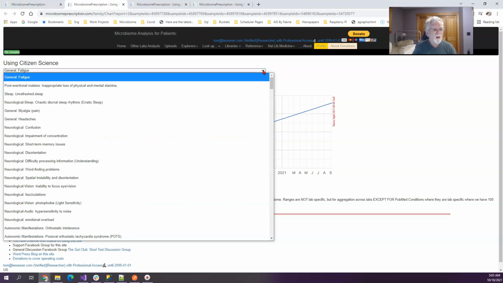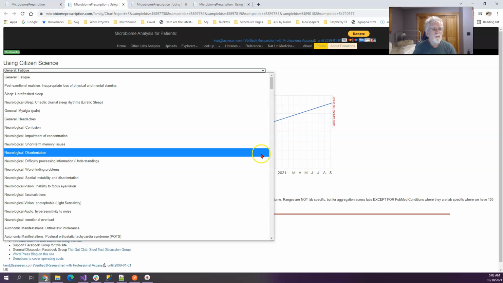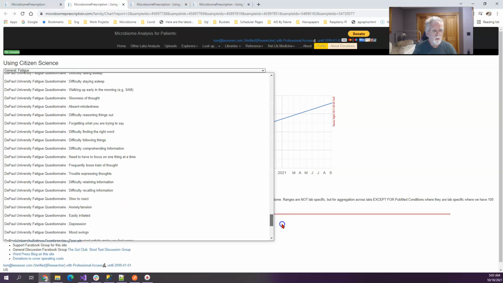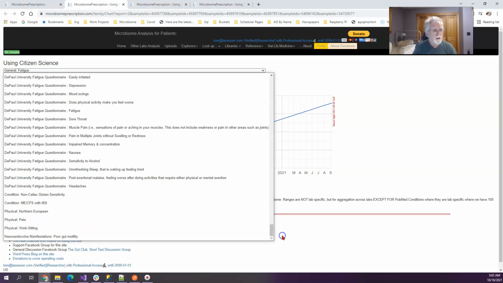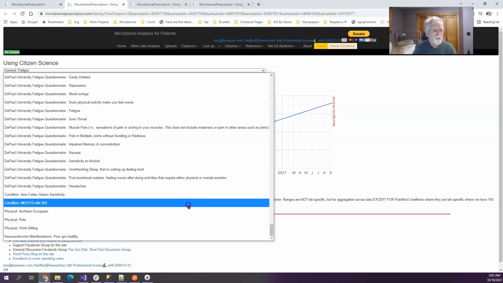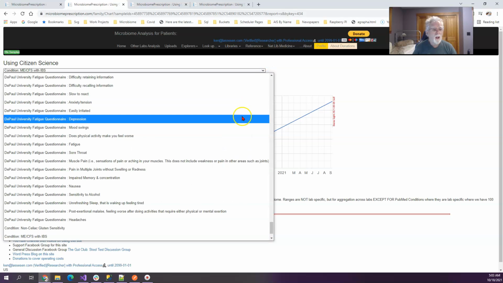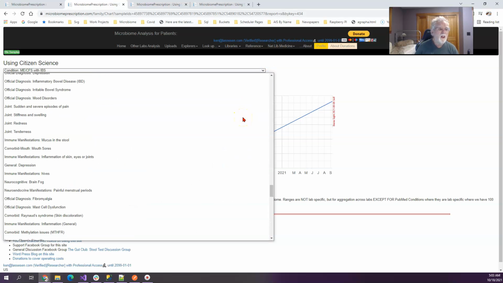So let's go down and take a look at some of the other things. Again, here we have a massive list of several hundred things. You have to sort your way through it. So let's try ME/CFS with IBS, and there it was down low, and then it's gone up, which again suggests that my immune system is being jacked around a bit by the old friendly vaccination, which will probably settle down and return to normal.